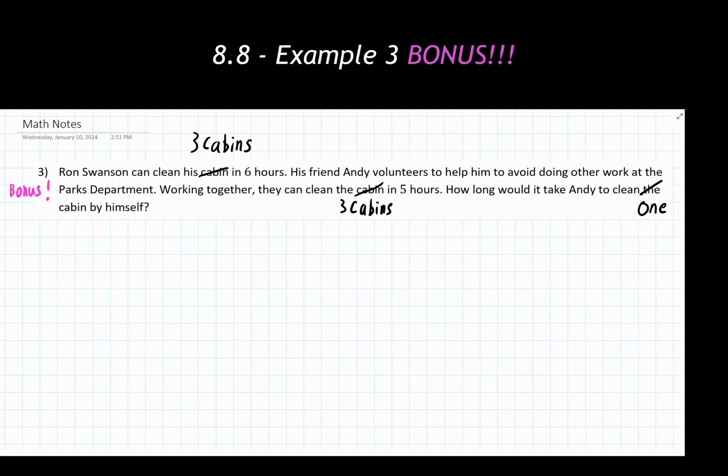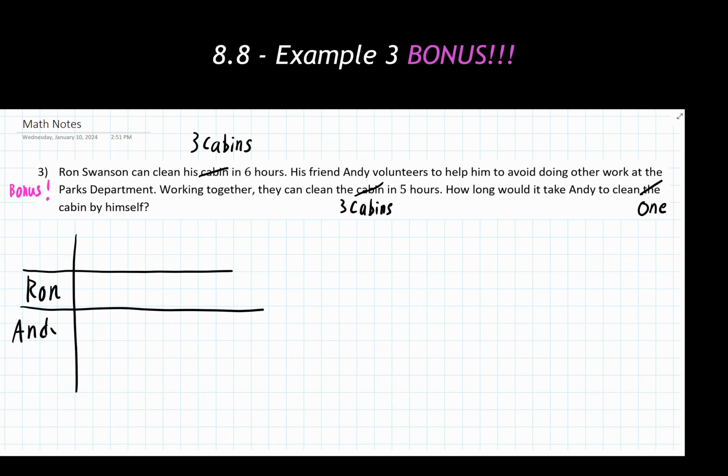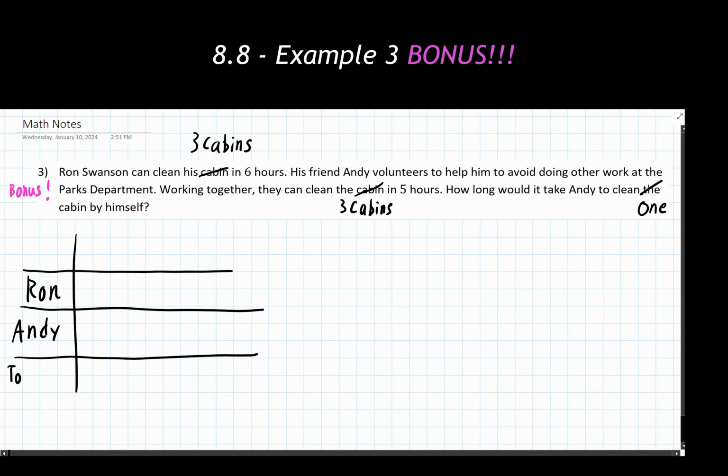Again, like we did with our previous problem, we are going to set up a table for ourselves. And we're going to use the same labels that we had there. So we had Ron, we had Andy, and we had them together.